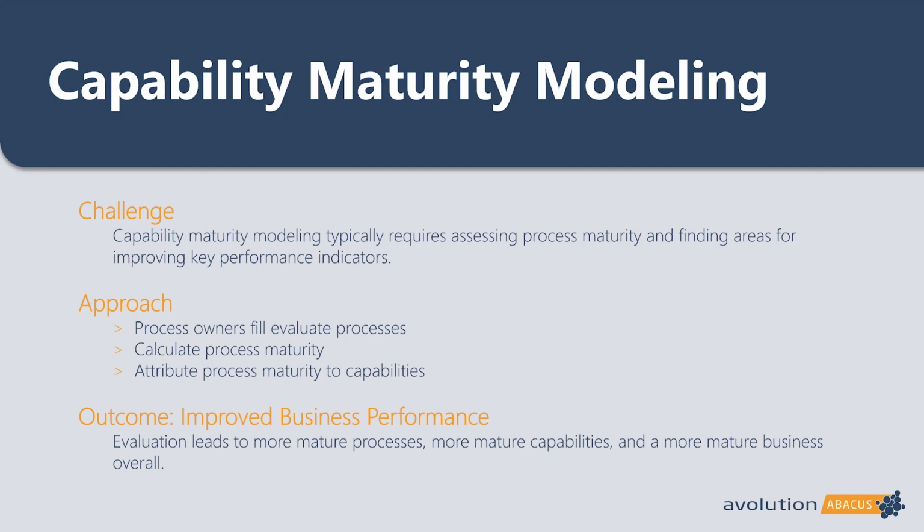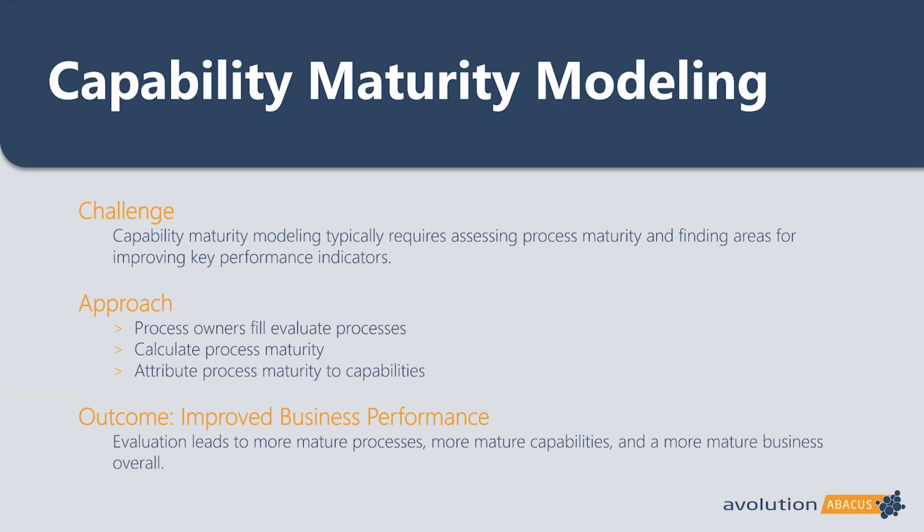So we can evaluate a process's maturity and typically aggregate that to the capability level. Again, it can be a bit of a challenge to get this information, but if we can start incorporating this into the rest of the organization, get the process owners to fill the information in, as we've already seen, then we can attribute this quite effectively across that capability model.